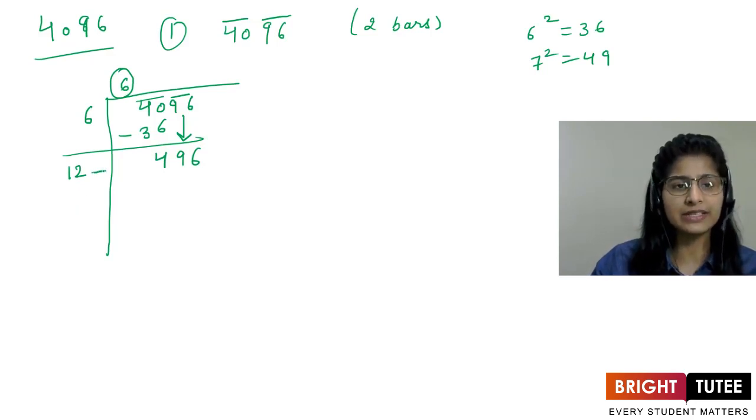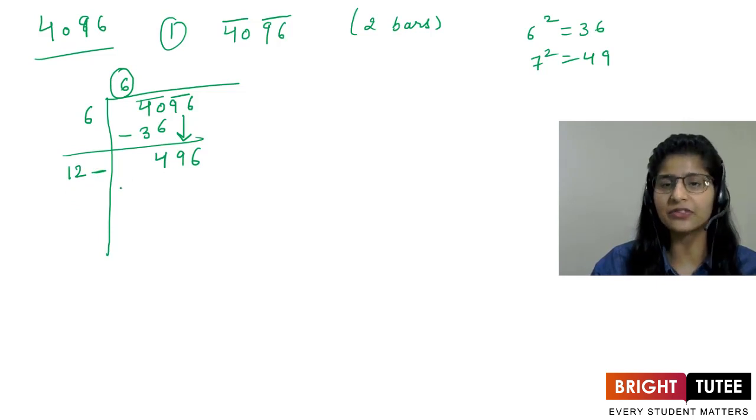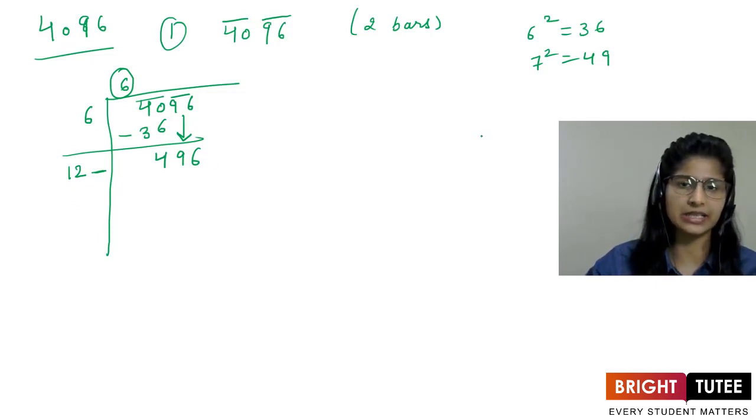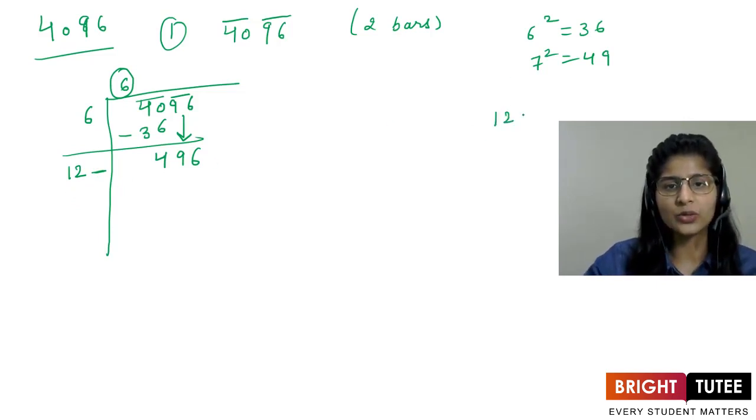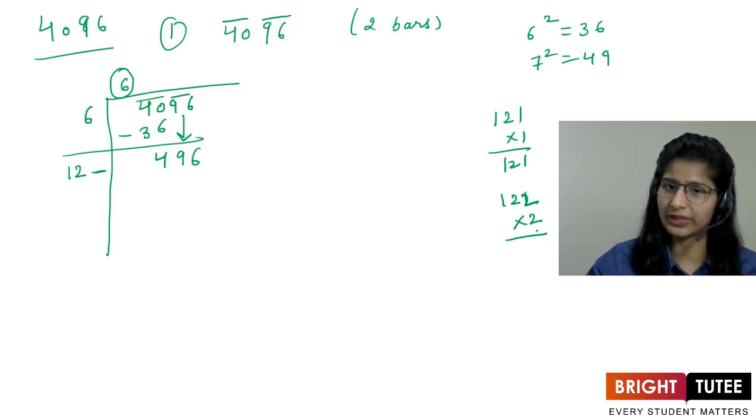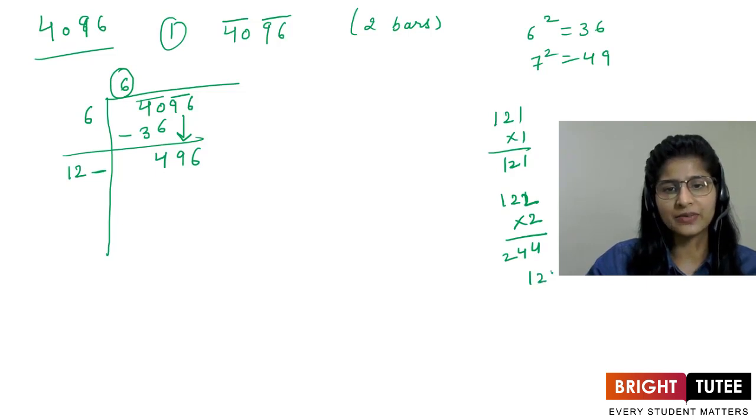Right? Now we have to think of a digit here, so that we multiply that number with that particular digit and we get 496 or less than 496. Let's try here. 121 into 1 will be 121. 121, 122 if you write here, then 2 you are going to multiply with. 2 2s are 4, 2 2s are 4, 2 1s are 2. Let's try with 3. Okay, 3 3s are 9, 3 2s are 6, 3 1s are 3.